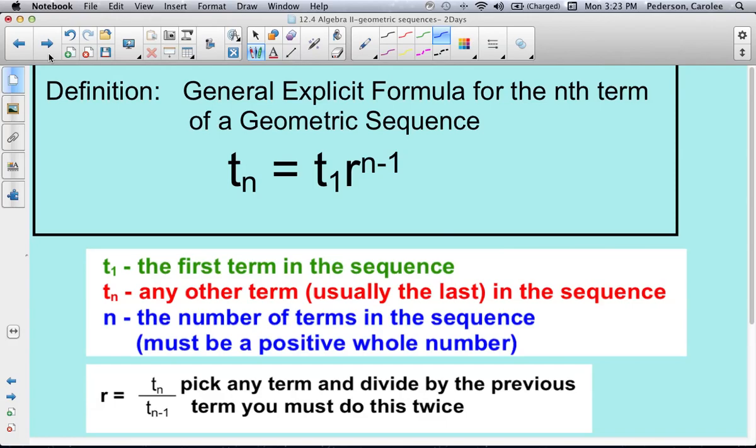Here's the explicit formula for a geometric sequence. I would write down this formula and what the pieces are. If you need more time, go ahead and pause. T sub 1 represents the first term in the geometric sequence. T sub n represents any other term. Usually we represent it as the last term in the sequence, but it doesn't have to be. And then n represents the number of terms in the sequence.